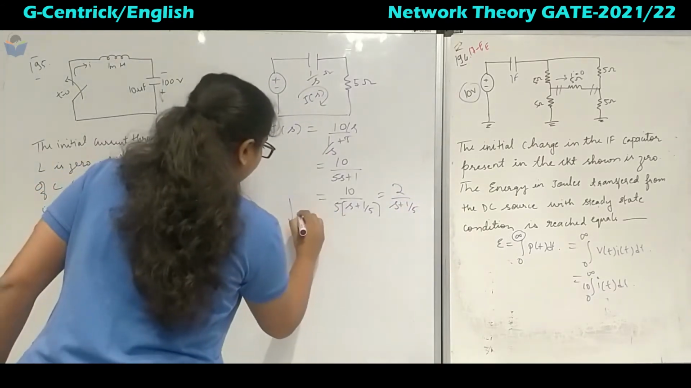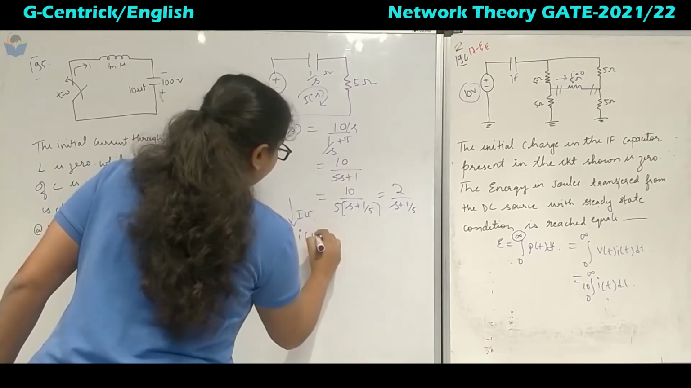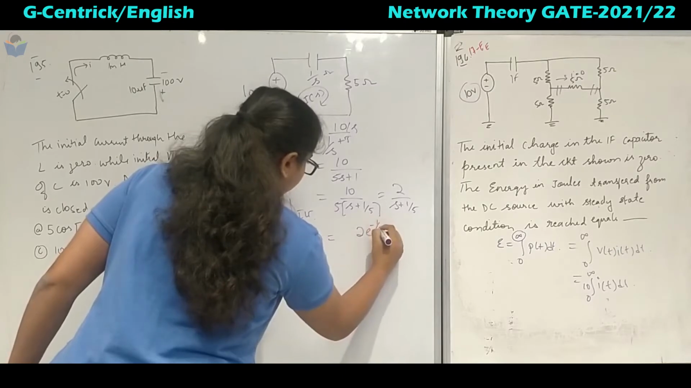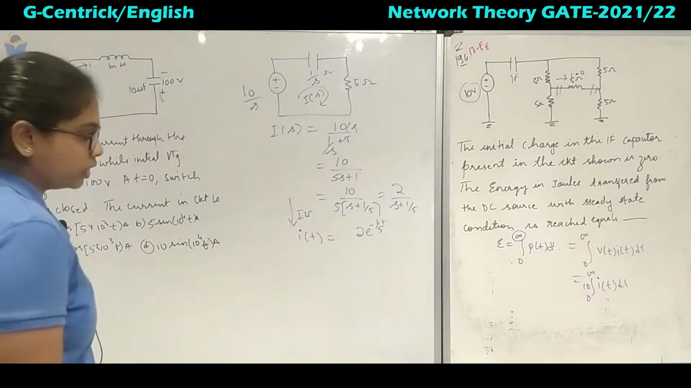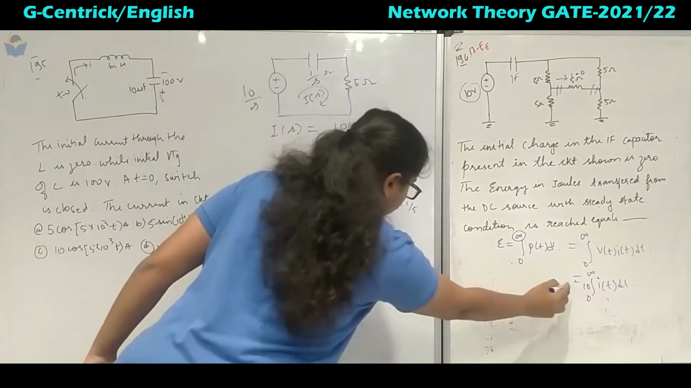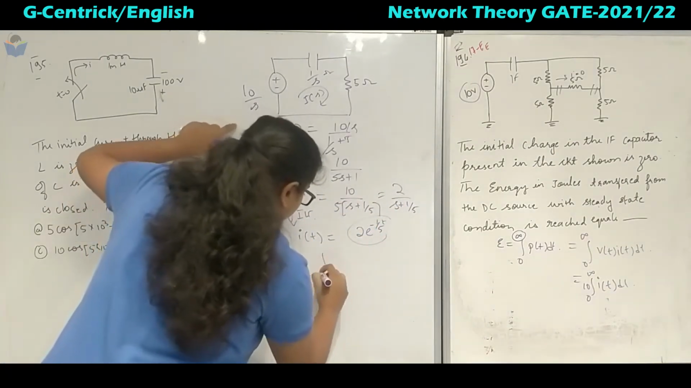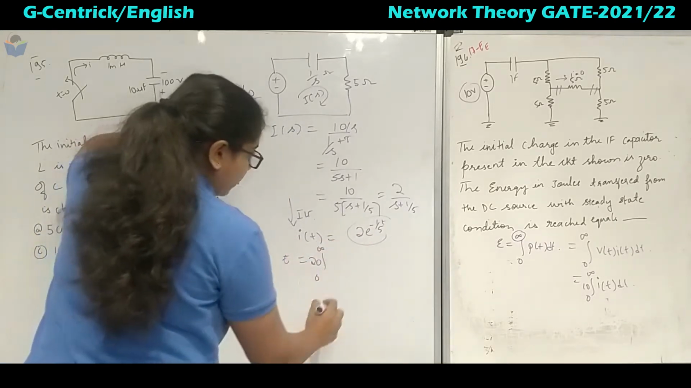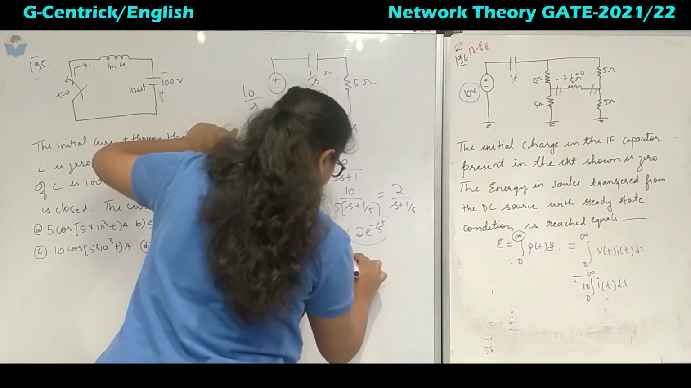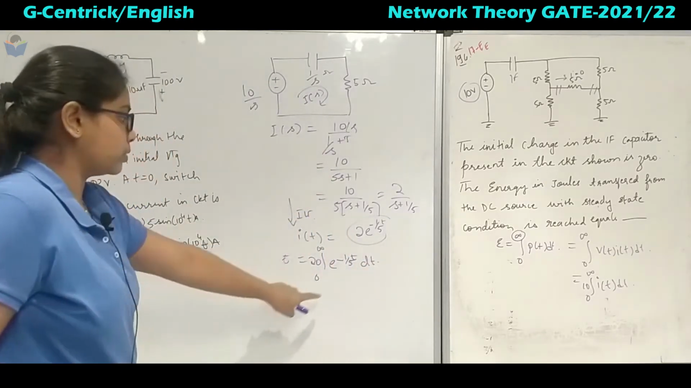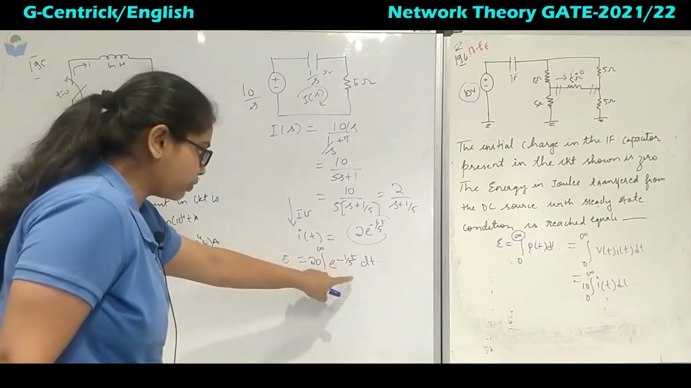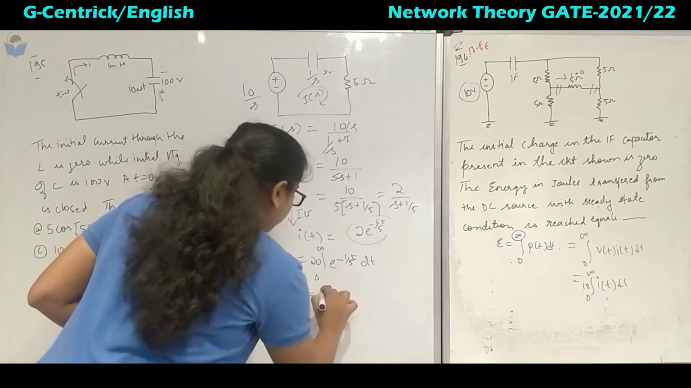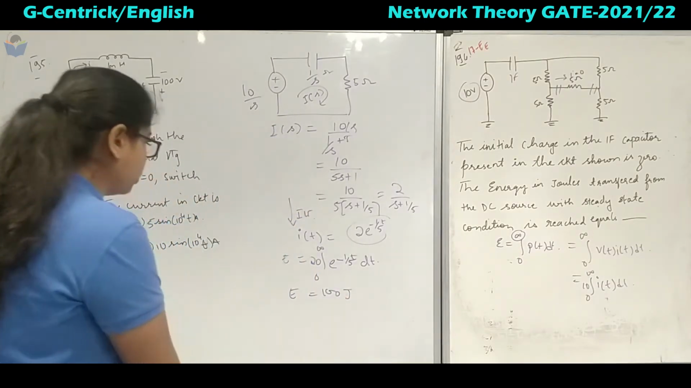If you take the inverse Laplace transform of this I of S, you will get I of t, which is 2 e to the power minus 1 by 5 t. So this value you have to put in the energy equation. So 0 to infinity, there is 10 already outside, so 10 into 2 is 20, and e power minus t by 5 into dt. When you integrate, minus 1 by 5 will come in the denominator and 5 will go in the numerator. So the total energy you will get after solving is 100 joules.